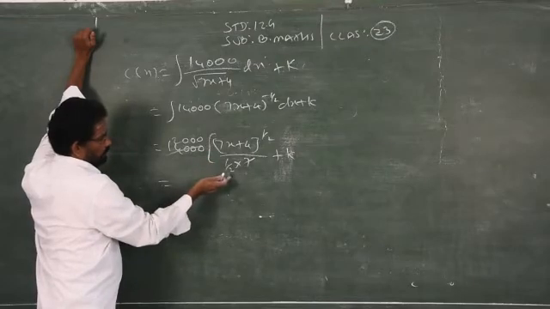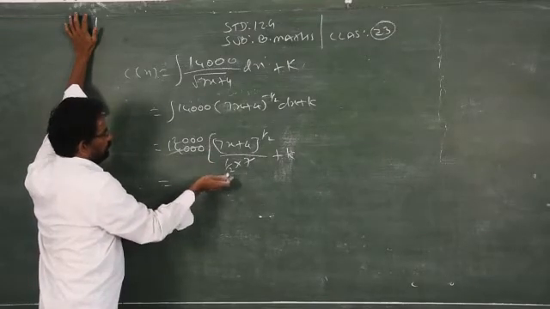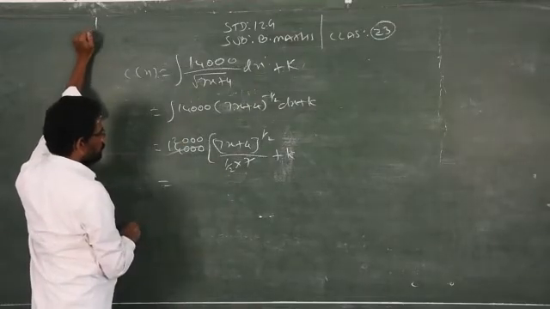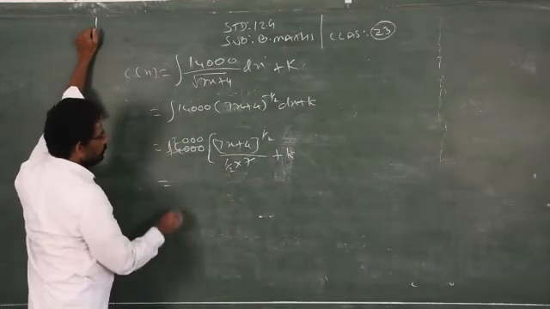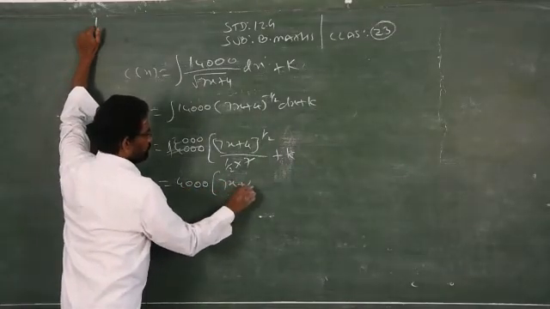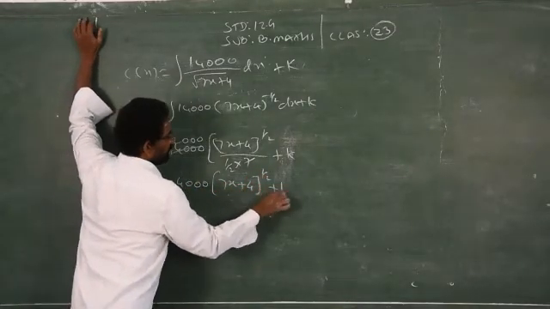When you take the fraction to the numerator, you are supposed to take the reciprocal. When you take the reciprocal of 1 by 2, it will become 2. So 2 into 2,000 will give 4,000 into (7x plus 4) whole to the power 1 by 2 plus k.